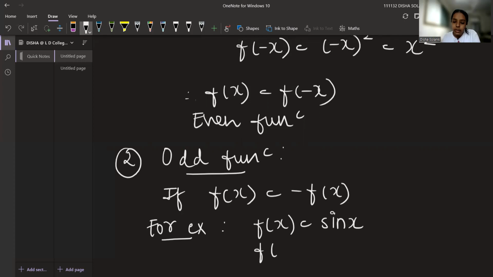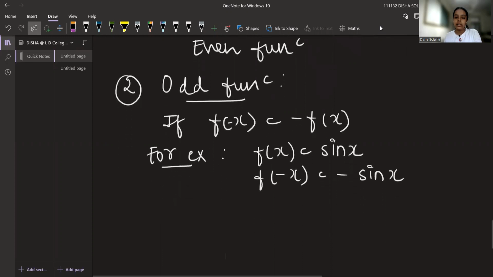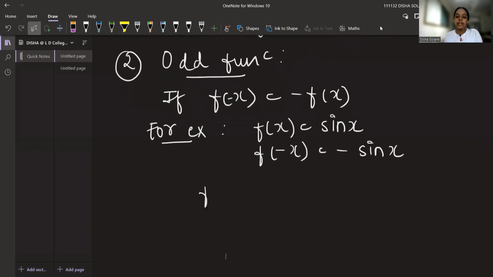Then f of minus x is equal to minus of sin x. Here it will be f of minus x. So if the function is f of minus x equals minus of f of x, then we can say that the given function is an odd function.